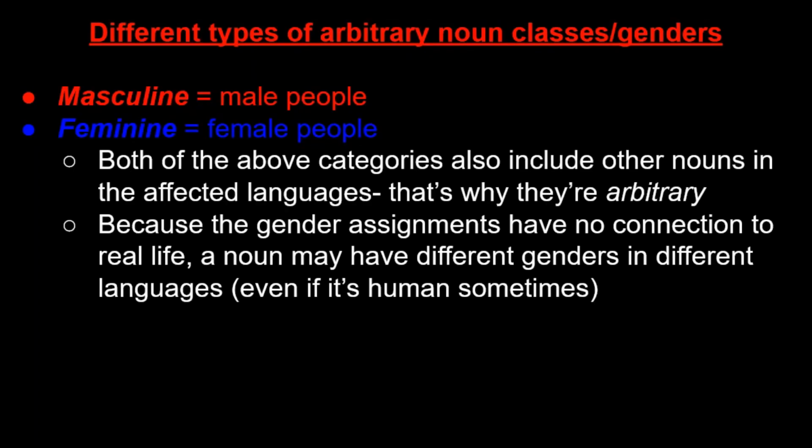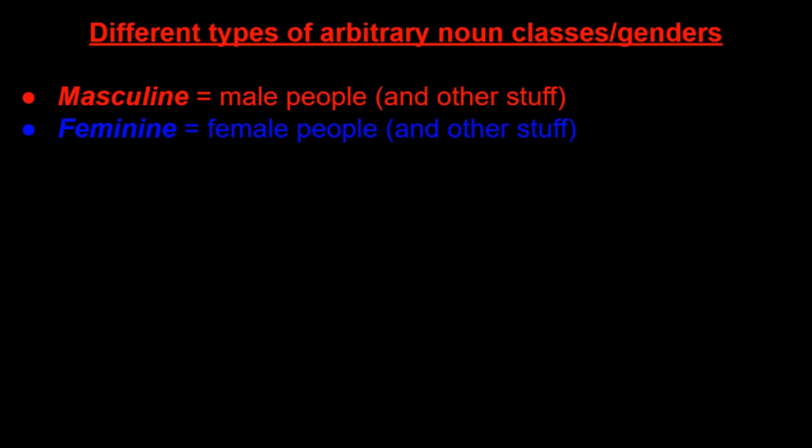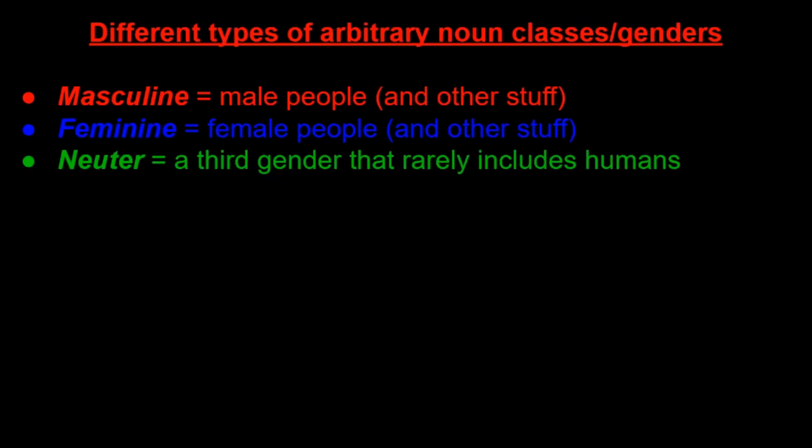And since it's arbitrary, you can't expect it to be the same in every language. This is where you famously get French learners, for example, complaining about needing to remember that the bread's a guy but the apple's a girl or stuff like that. But in addition to those two, some languages, like all Slavic languages, have a three-gender system of masculine, feminine, and neuter, which is basically just a third gender that rarely has humans in it.